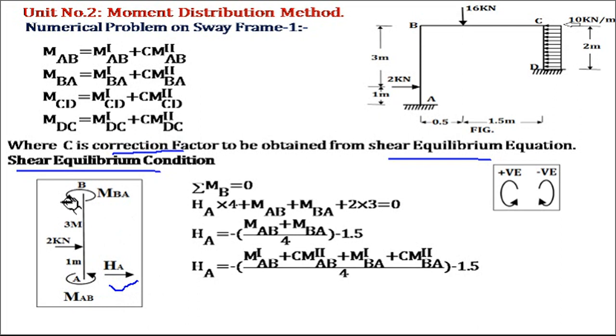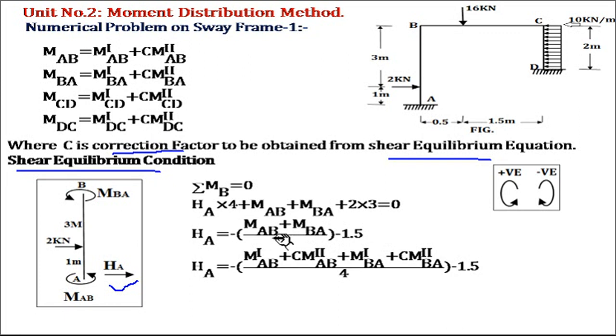Now to find out the value of HA, we'll take the moment at B equal to 0. So HA into 4, it is acting in anti-clockwise direction, plus MAB acting in anti-clockwise direction, plus MBA acting in anti-clockwise direction, plus 2 into 3, where 2 is the point load multiplied by distance 3. It is also acting in anti-clockwise direction. So all the values are plus because all are acting in anti-clockwise direction. So if you solve this, we'll get the value of HA equal to what? MAB plus MBA divided by 4 minus 1.5.